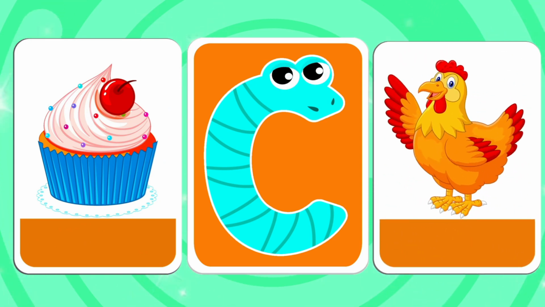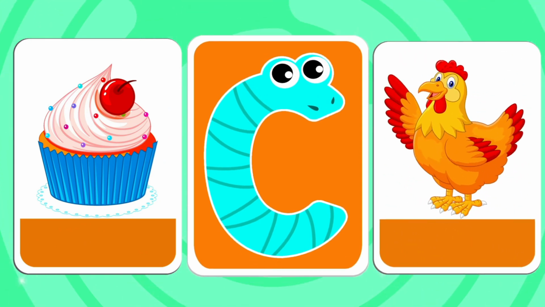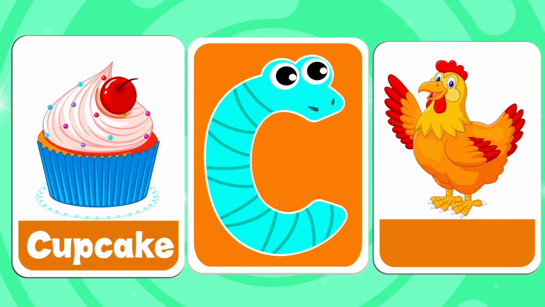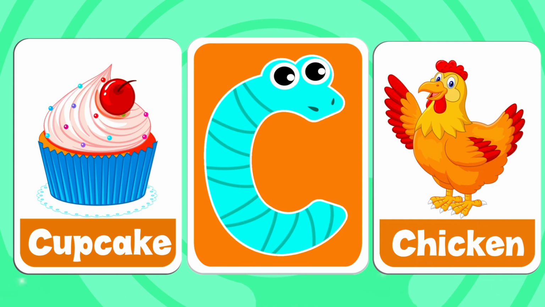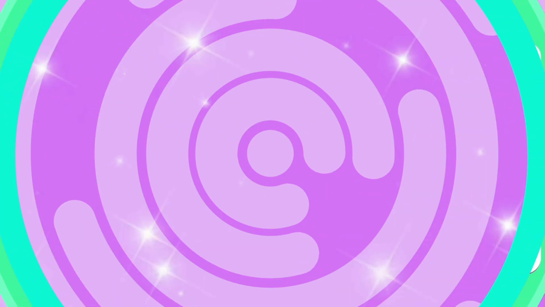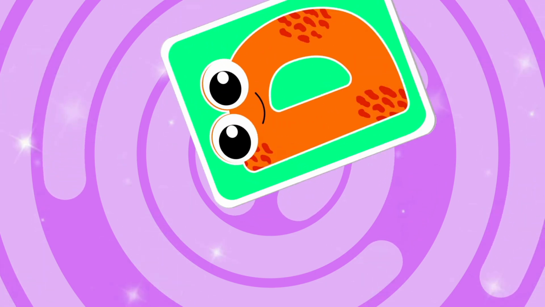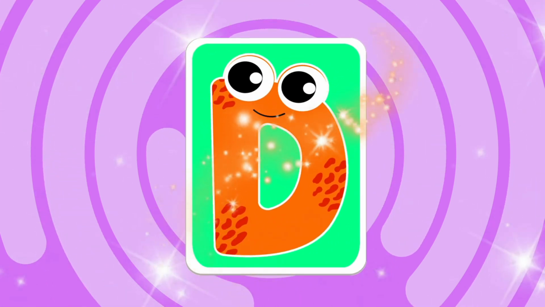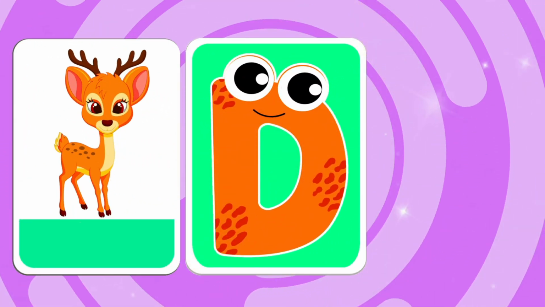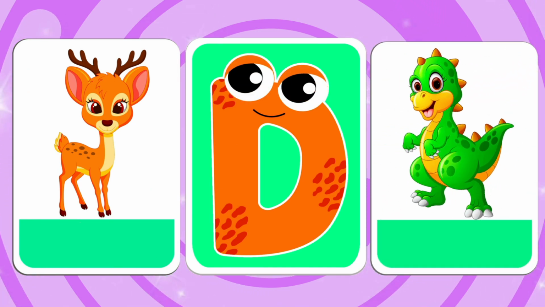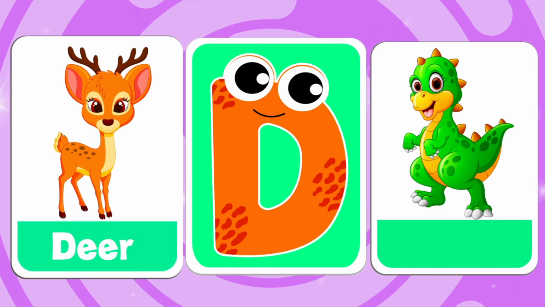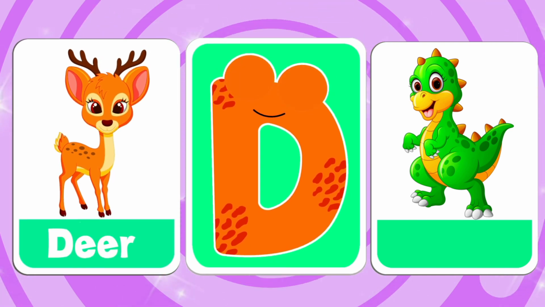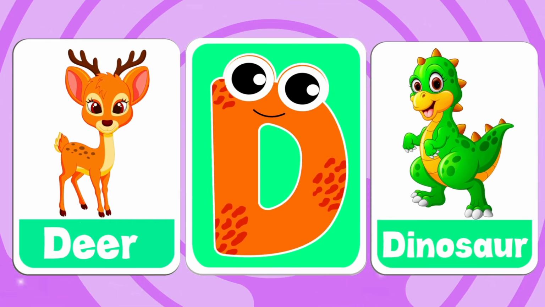C for chicken. K, k. Cupcake. Chicken. D. D for deer. D for dinosaur. D, d. Deer. Dinosaur.